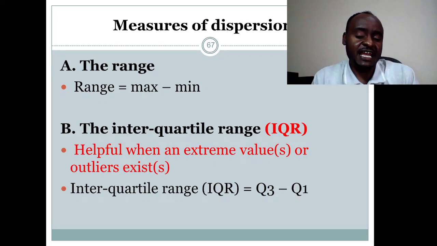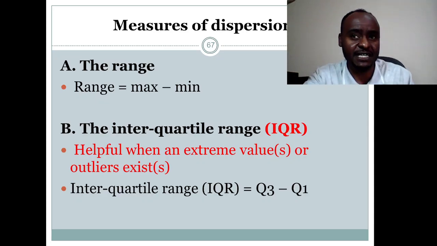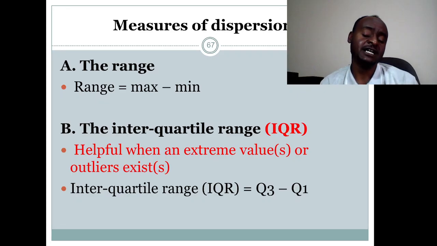It's better to have data points that are more or less closer to each other, so that we can even predict the nature of the total population by using the sample data, if our sample data look like that.